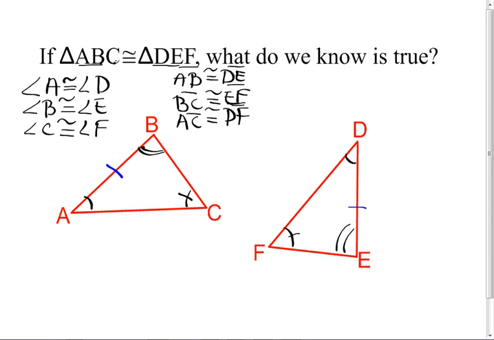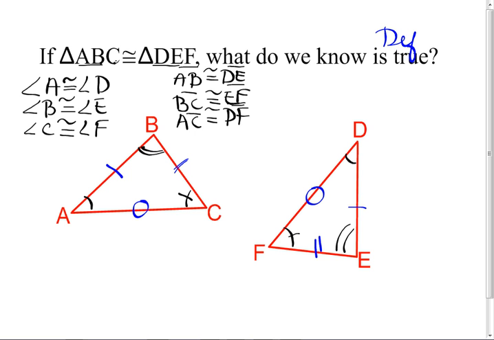I'm going to check it there. I almost did it wrong. BC is congruent to EF. Whoops, I need 2 tick marks so I don't get confused. And AC is congruent to DF. Okay, this is a definition.